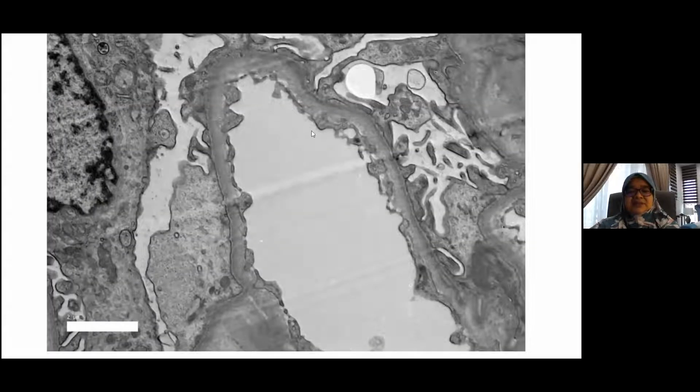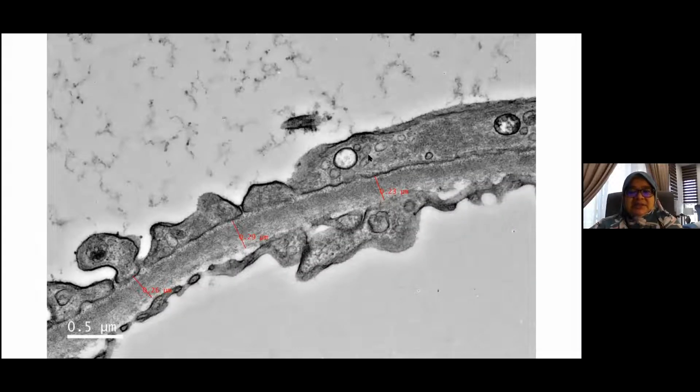So in this case, this is the capillary loop. Okay, so we can see these are the foot process. Okay, there are some microvilli formation. The basement membrane doesn't look very thin, and there's no alternating thick or thin glomerular basement membrane that we can see here. Okay, so the thickness on average is of normal range.